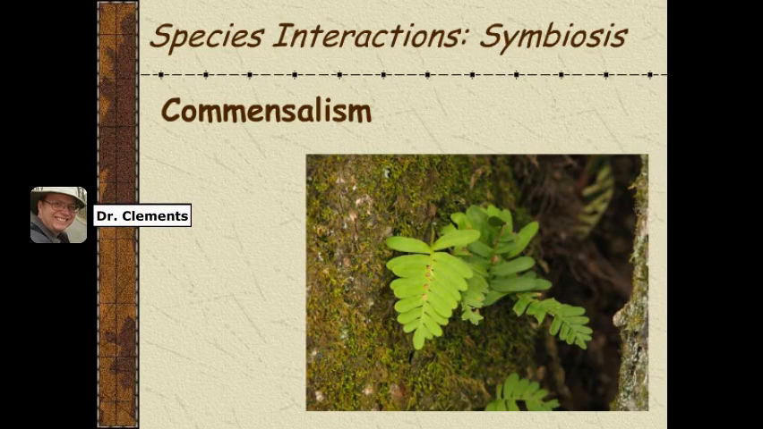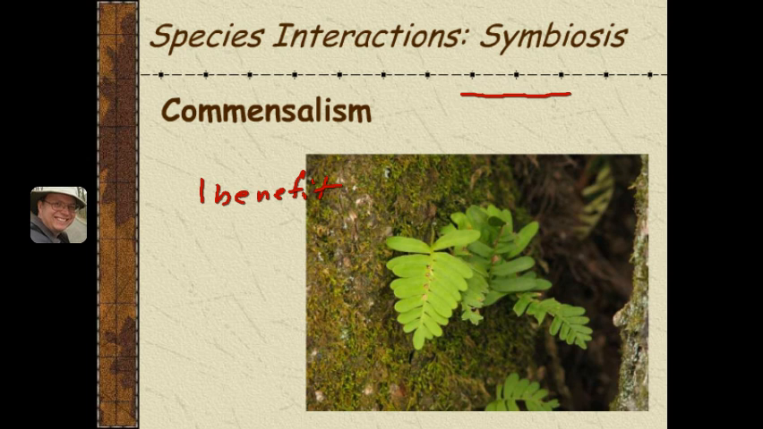The second type of symbiotic relationship is one where two organisms interact, and one of them is going to benefit from the interaction. One of them is going to come out ahead. The other one, well, it's not really going to care one way or another. It's not really affected and is not really bothered by this interaction. So we have one benefiting, and the other one really doesn't care.